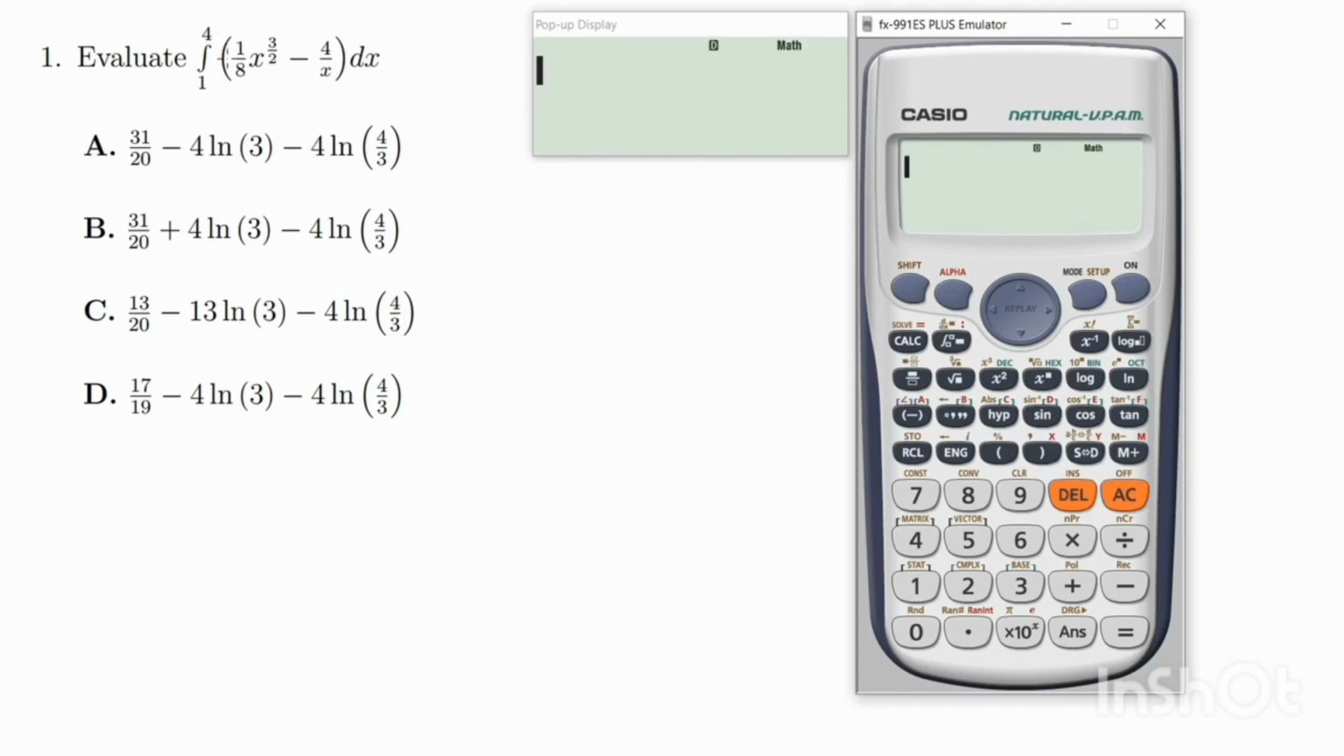Now don't forget that this is a definite integral. So you can see the button directly below the alphabet key. Let's press that key there. You can see that we have the definite integral set up here.